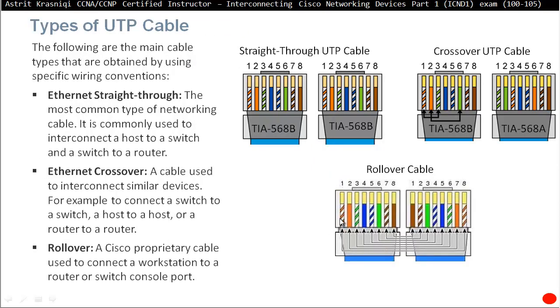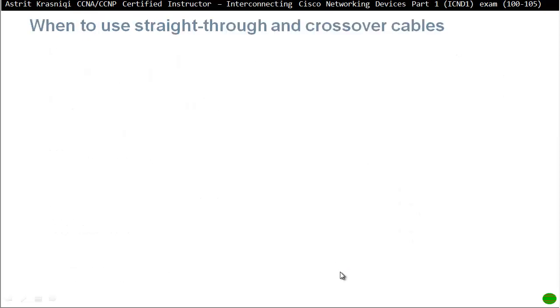In the rollover cable, for example, what we have is pin 1 connects with pin 8, pin 2 with pin 7, 3 with 6, 4 with 5, 5 with 4, 6 with 3, 7 with 2, and 8 with 1. It's a rollover cable.